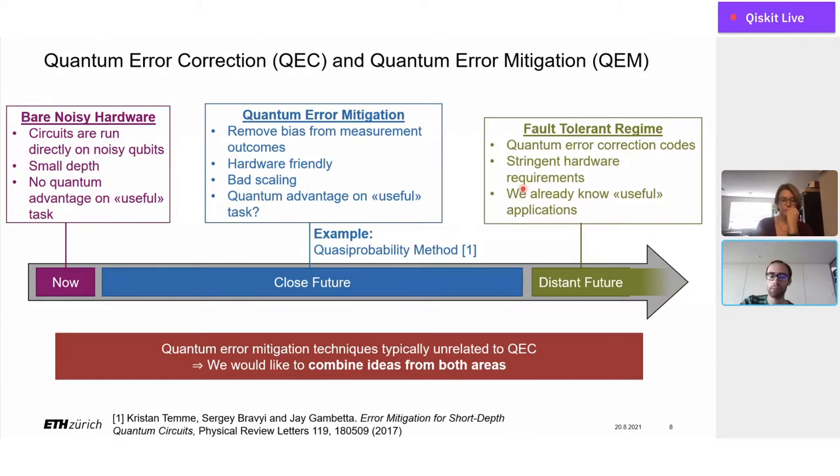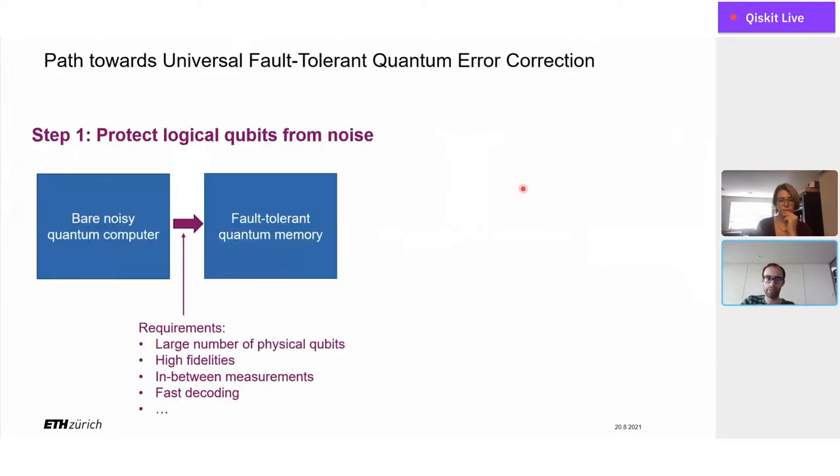So to talk about this a little bit more specifically, I'd like to give a very conceptual, step-by-step explanation of how we can go from a bare noisy quantum computer that we have today to this fault-tolerant universal quantum computer with quantum error correction somewhat in the future. And I'd like to see which of these steps are going to be easier and which are going to be harder, right? So the first step, conceptually, you can think of as protecting your logical qubits from noise.